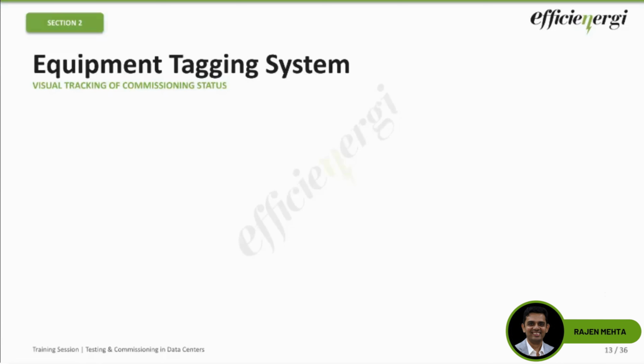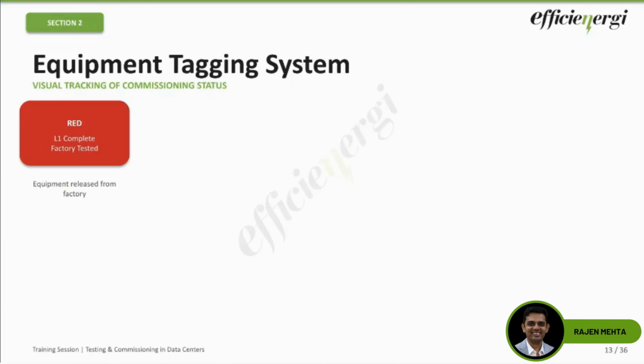So these are physical markers which you need to attach to every piece of equipment inside the data center. Anyone walking through the facility should be able to see, okay, this L2 is done, this L3 is done, L1 is complete. So that's the whole idea of these physical tags, and it is proven in data centers worldwide. So we mentioned red tag: equipment has completed factory testing.